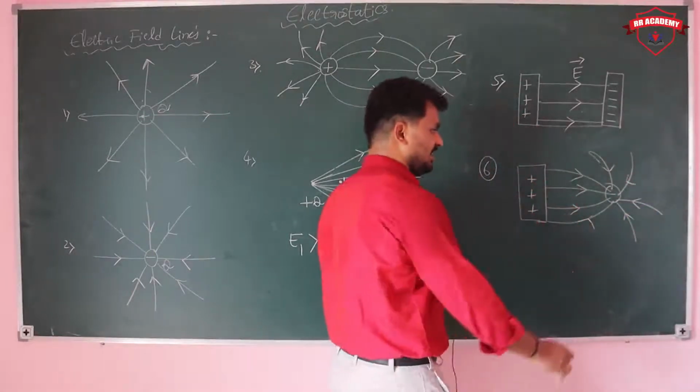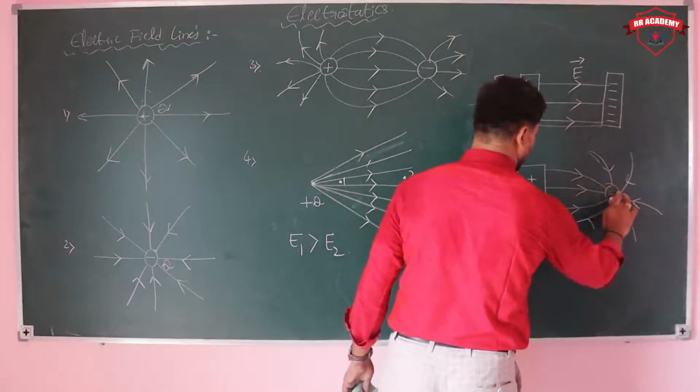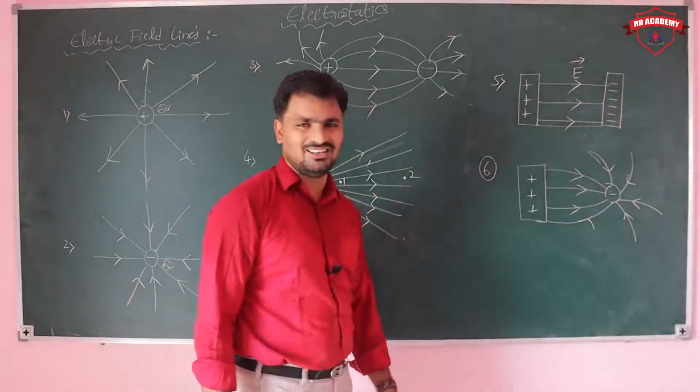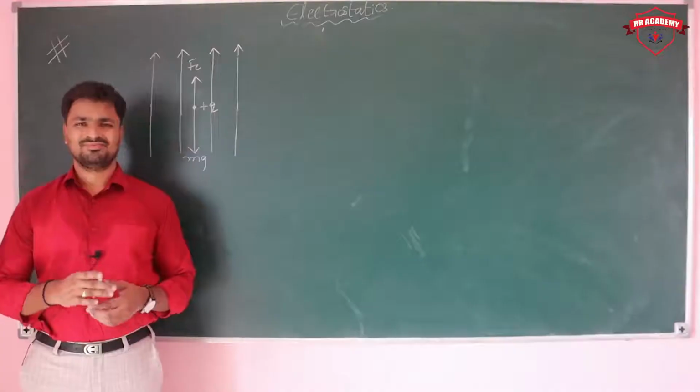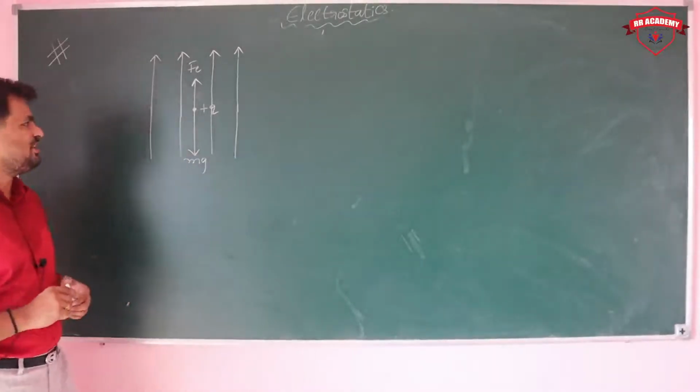So this is negative charge. Then we can draw the field lines in this way also. These are the properties of field lines. So let's see the situation here.